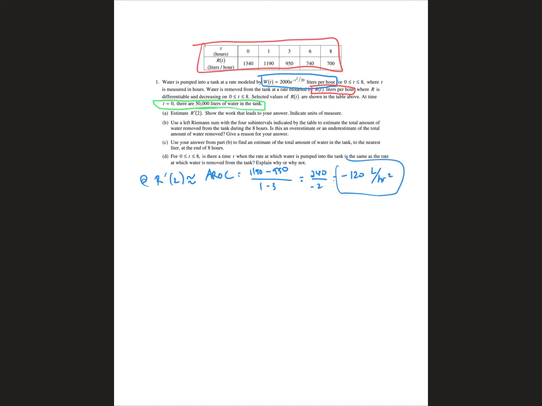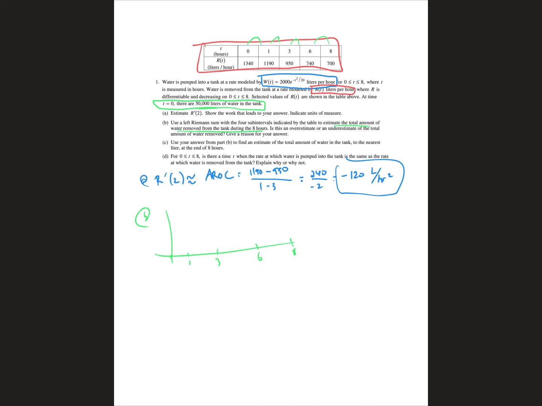Now, look at part B. Use a left Riemann sum. Okay, left Riemann sum, left rectangles, to approximate the total amount of water removed from the tank. So if I were to draw a little picture here, you don't really have to draw a picture, but some people find it useful. The 4 subintervals indicated are from 0 to 1, 1 to 3, 3 to 6, and 6 to 8. So we got 0 to 1, 1 to 3, 3 to 6, and 6 to 8.